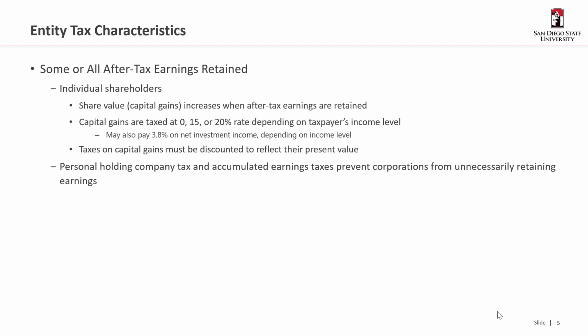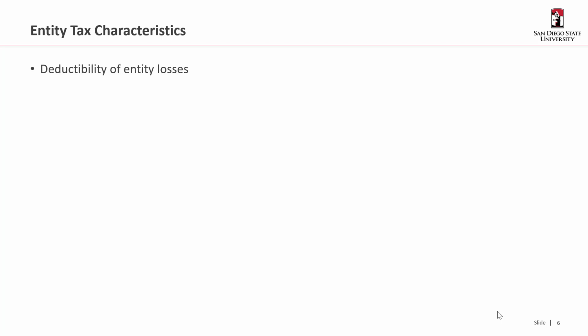So one of the ways that the tax code defeats me from just leaving my earnings inside of the corporation and having them build up with only the entity level tax is through two taxes. One is called the personal holding company tax, and the other is the accumulated earnings tax. Both of those are designed to prevent a corporation from unnecessarily retaining earnings and therefore not distributing cash that it does not need. Now, those two taxes are a little bit beyond the scope of this course, but they are out there.